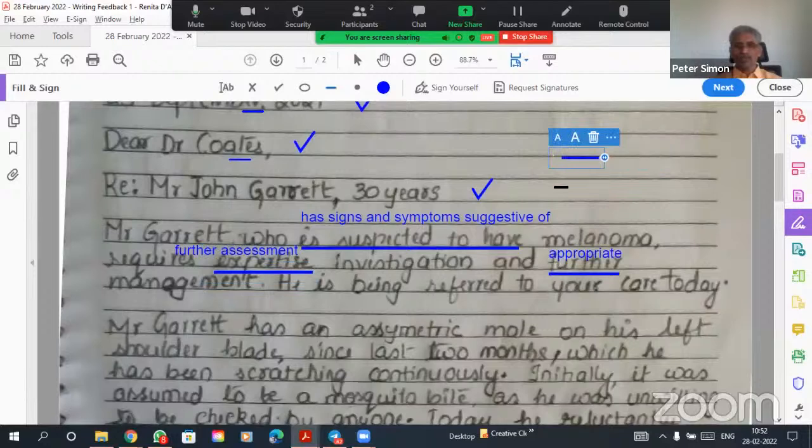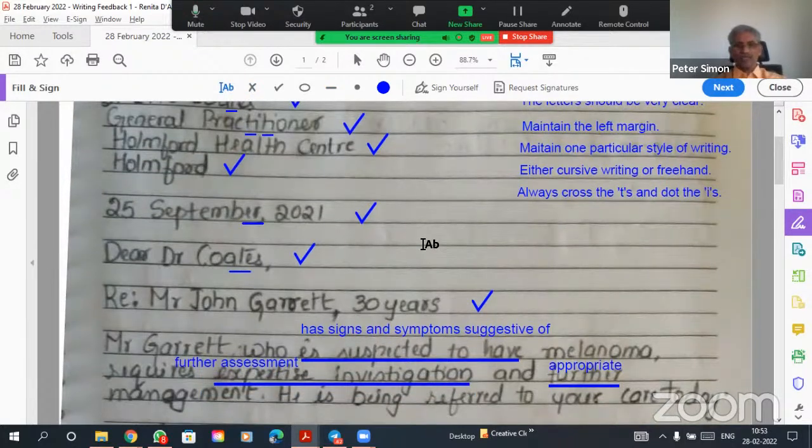What is the spelling of investigation? Where is E? Where is S? It's not very clear, so it is thought to be a spelling mistake. I cannot see here. I think that it is I. Okay, this is N. S is not clear. So write clearly. Clarity is very important. And furthermore, he is being referred to your care today. Okay, he is being referred to your care today. So you can change it into a little different style. You are writing two sentences. This is B. So you can write an A grade sentence.